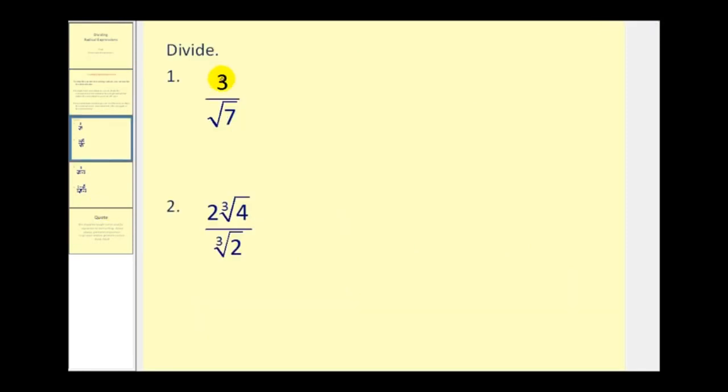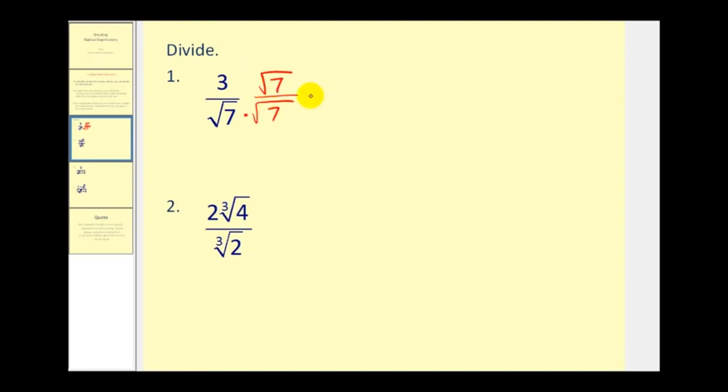Number one, we have 3 divided by the square root of 7. Remember, we're not allowed to have a square root in our denominator. So when we look at this, we want to think, wouldn't it be nice if we had 2 factors of 7, because that would make the radicand a perfect square. So what we can do here is multiply the denominator by another square root 7, as long as we do the same to the numerator.